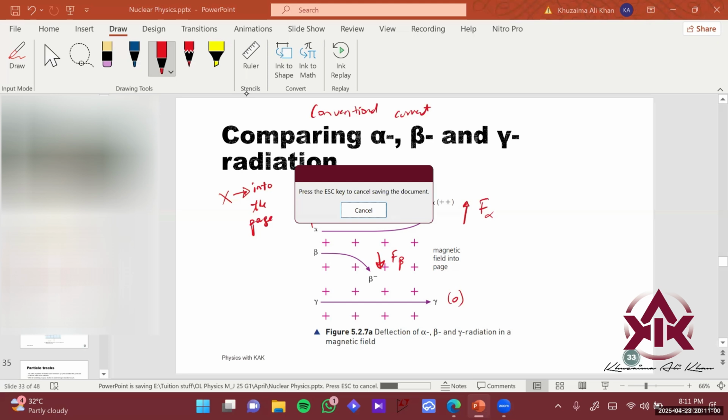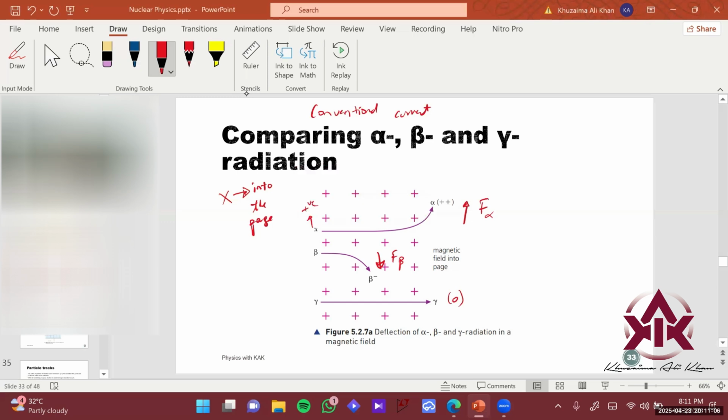You can see that the beta particle's deflection is pretty heavy, right? Because the alpha particle is a helium particle here, that has lost two electrons basically. Beta particle is just one electron, right? So the electron has a very small mass as compared to the alpha particle, so it deflects the most.